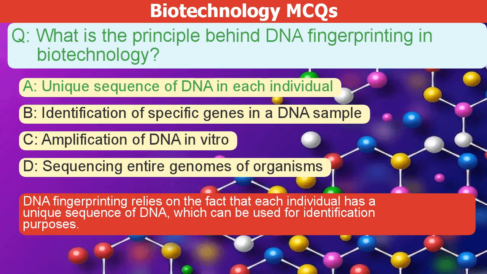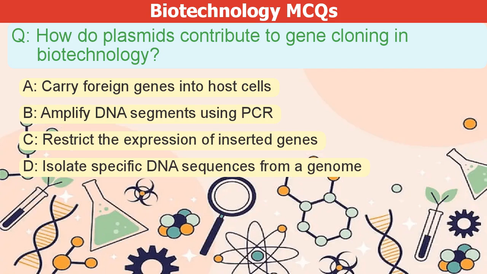DNA fingerprinting relies on the fact that each individual has a unique sequence of DNA, which can be used for identification purposes. How do plasmids contribute to gene cloning in biotechnology?